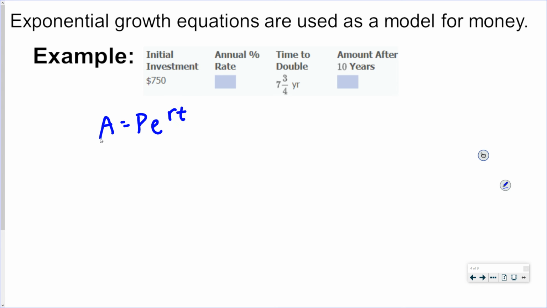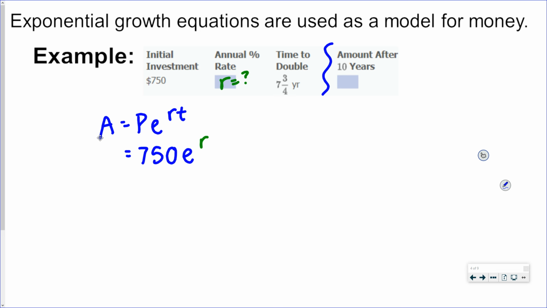This is an example of exponential growth. I have my base e, P, my initial amount, my principal, how much I'm putting in, and then I have my rate times my time. Here's what we know. We know our initial investment is $750. That's my principal. We don't know our rate. That's what we're trying to find. We haven't done one where we had to solve for the rate yet. And we know it takes 7 3/4 of a year to double.